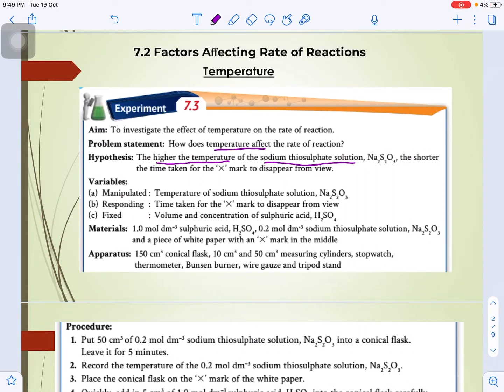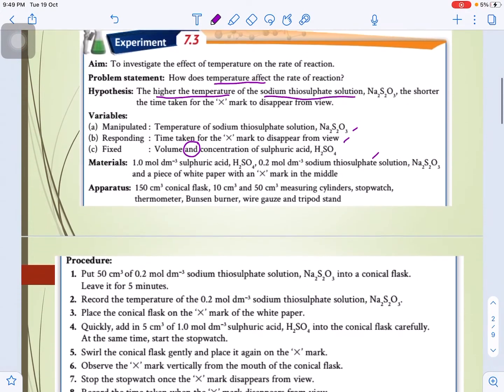Manipulated variable is the temperature of sodium thiosulfate. Responding variable is the time taken for the X mark to disappear from view. Fixed variable is volume and concentration. You need to mention both, not only the volume, not only the concentration. We need to mention volume and concentration of sulfuric acid. The materials are the sulfuric acid, sodium thiosulfate, and a piece of white paper with an X mark in the middle. Apparatus is conical flask, measuring cylinder, stopwatch, thermometer, Bunsen burner, wire gauze, and tripod stand.